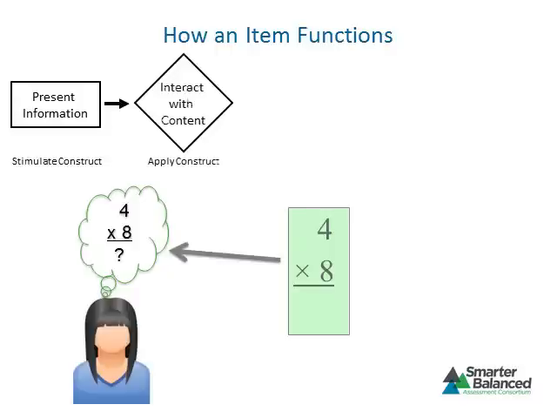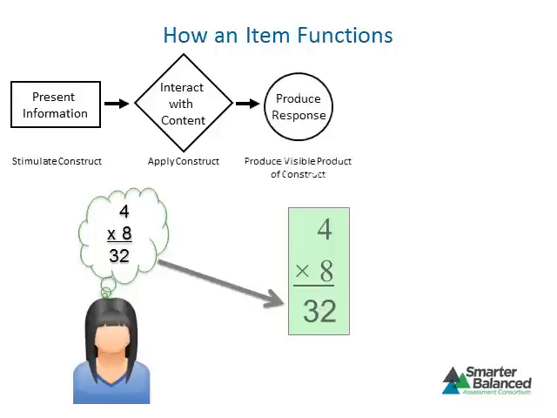The second step involves the student applying the knowledge, skill, or ability that is the target of assessment as he or she works on the problem posed by the prompt. This step is the heart of assessment and is where the student applies the knowledge, skill, and abilities that are the target of assessment. During this stage, student cognition occurs as the student interacts with the item content and works to solve the problem posed by the item.